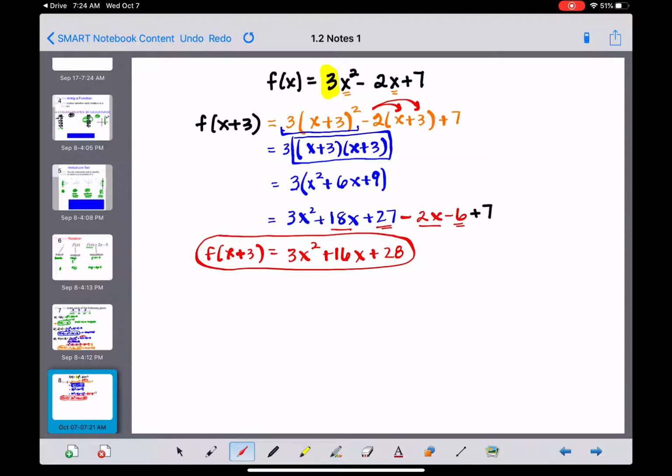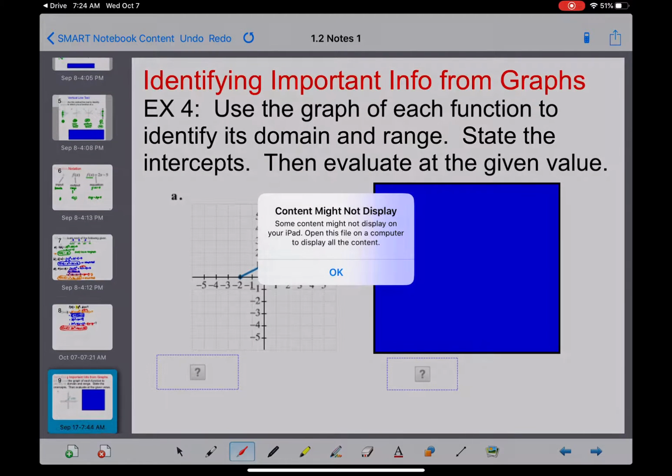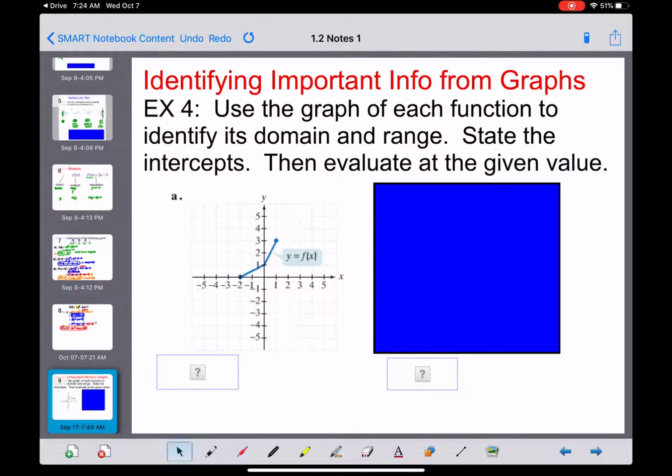So the last things that we're going to do here are going to be looking at these graphs, and ignore the fact that I did not, those question marks I have written down elsewhere, so sorry that I didn't snip those for my iPad. So you have these graphs there in your notes. We're going to identify some important information from these graphs. So it says to use the graph of each function. Remember, it's a function, so it's passing the vertical line test. Every input has exactly one output, and we're going to do that to find its domain and range, so I'm going to abbreviate that, D and R. We're going to state the intercepts, so we're going to have to find the x-intercept, the y-intercept, any of those, and then we're going to evaluate it at the given value, and that's what's missing there.